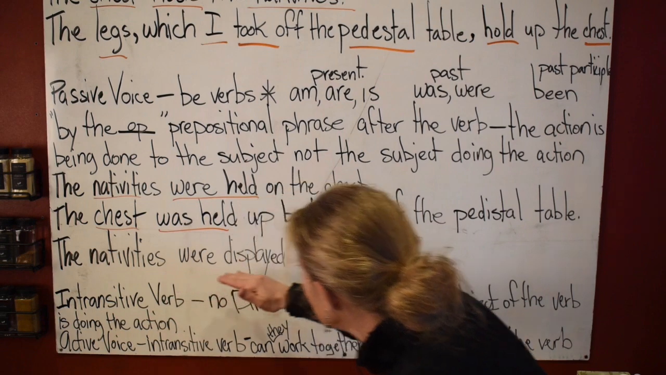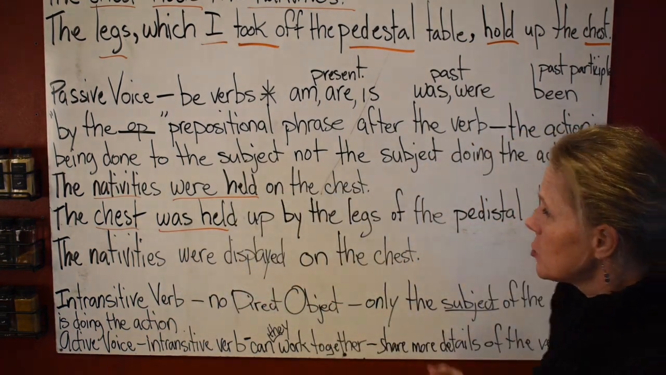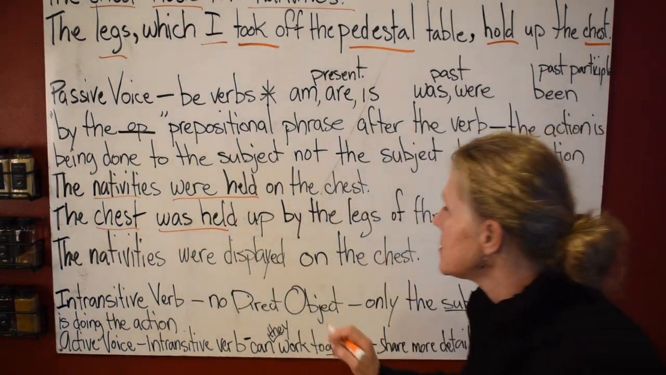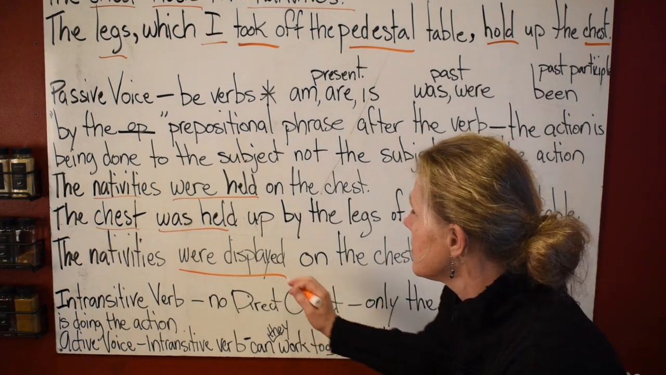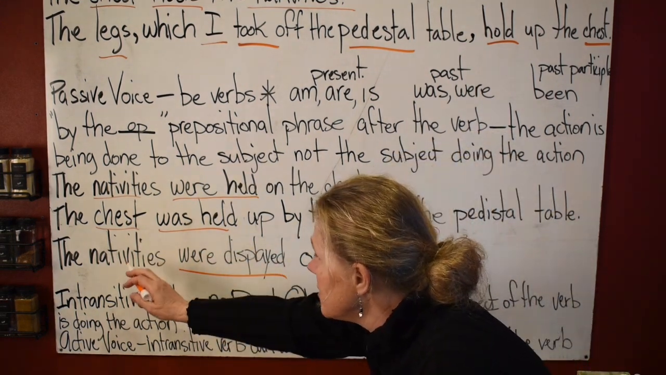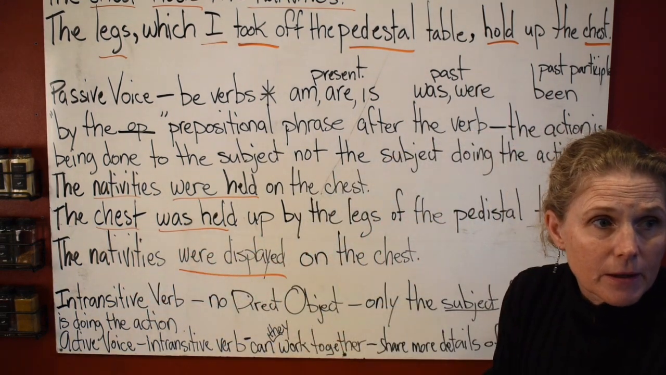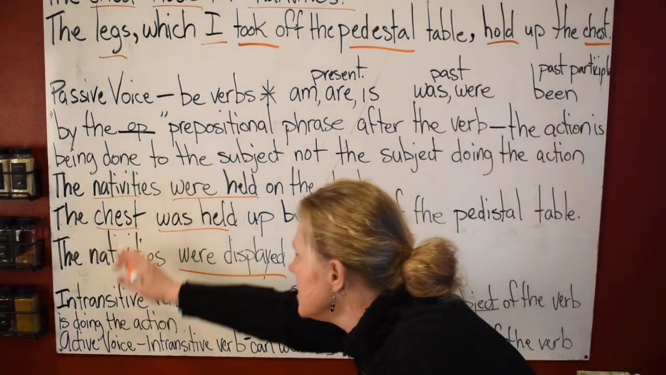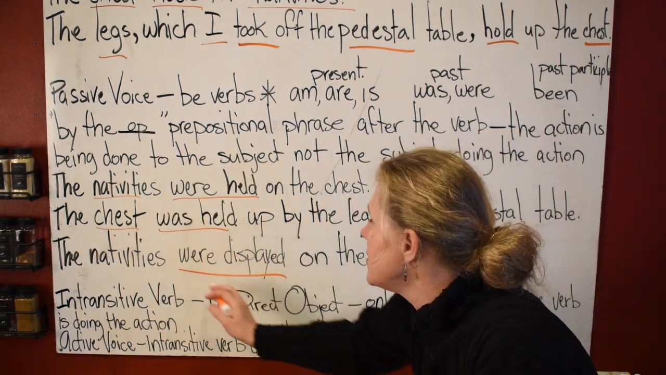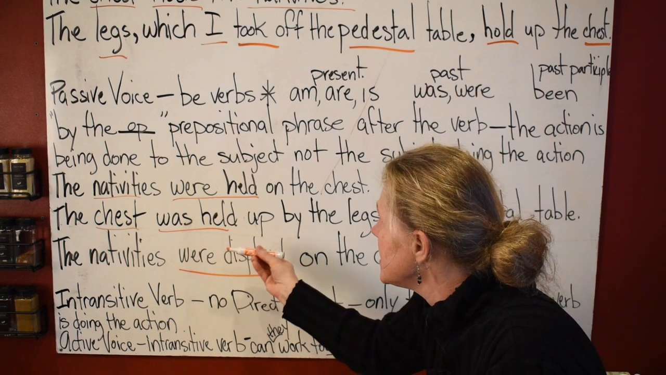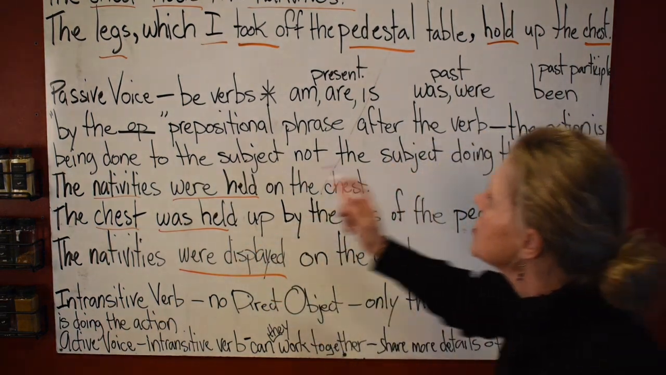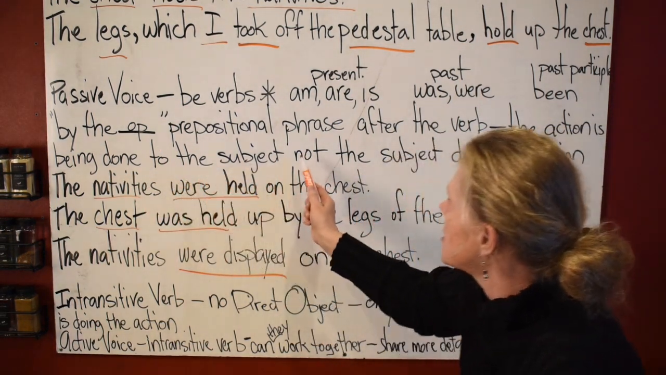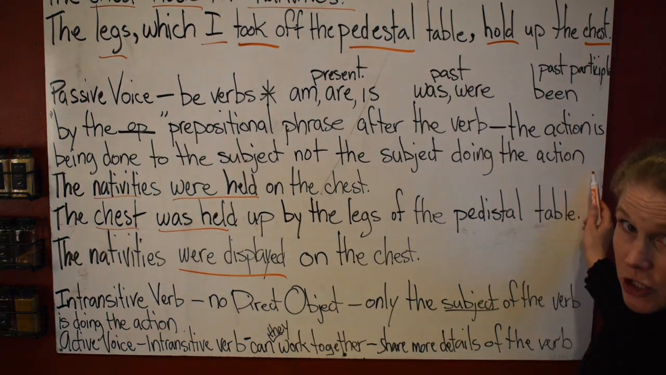The nativities were displayed on the chest. So now this is in passive voice. "Were displayed" right here. Are the nativities displaying? They're not. They're the ones being displayed. So you have this in passive voice because it is right here. The action is being done to the subject, not the subject doing the action.